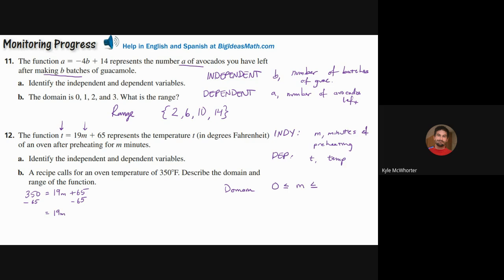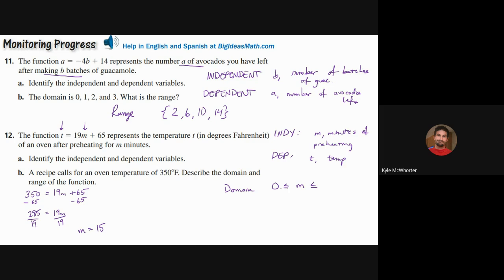Bring up a little calculator. 350 minus 65 is 285. We can get M by dividing both sides by 19. So 285 divided by 19 is 15. So it would take 15 minutes to preheat to 350 degrees.